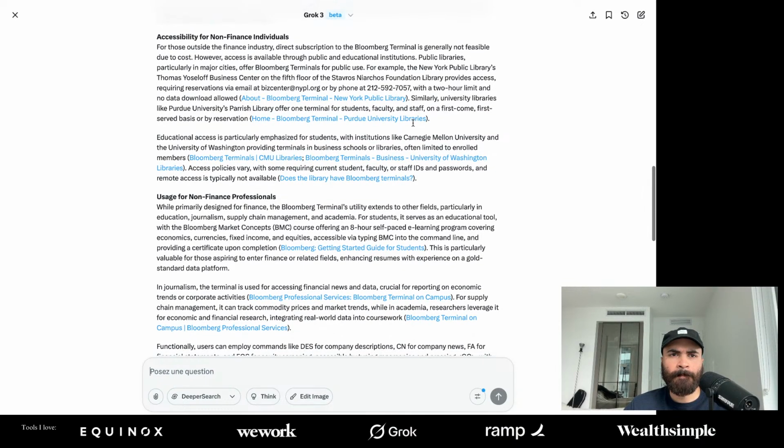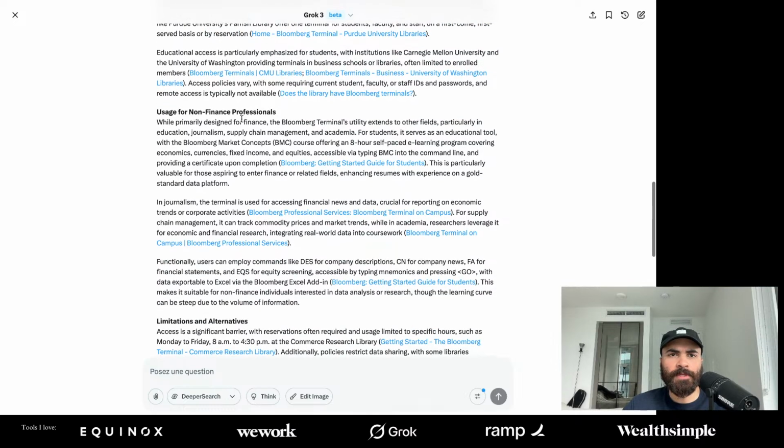Okay. Not feasible due to cost. Public libraries. Okay, this is not exactly what we wanted. With the 2-hour limit, no data download allowed. Wow. University libraries like Purdue's Parish offer one terminal for students, faculty, and staff, on a first come first served basis or by reservation.